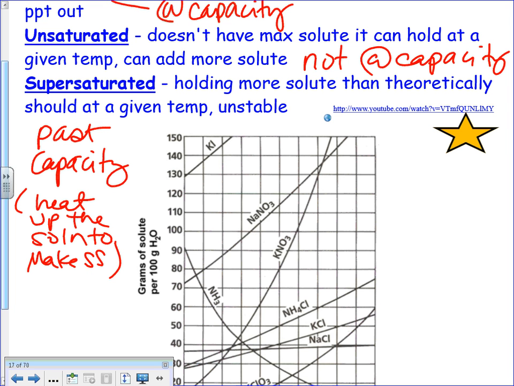All right, thumbs up when you got these terms. You'll see these again in your reading. So let's look at this graph together.